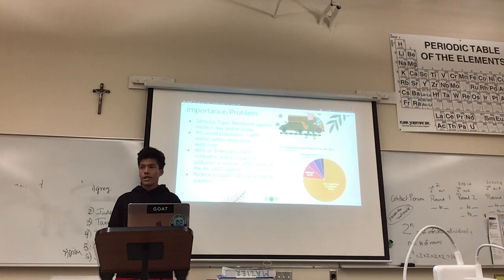And according to EESI.org, 5% of the world lives in America, but we still manage to produce 28% of the world's carbon emissions. And also, the State of Air 2022 report found that over 40% of Americans live in unhealthy levels of particle pollution or ozone. And these two facts prove why global warming is a radical problem that calls for a radical solution.